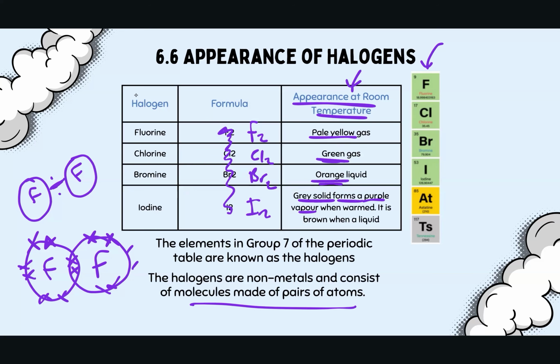Now, after this, if I said to you, astatine, what does astatine look like? Then it would be a color that's darker than a grey solid. So you say astatine is a dark grey or a black color.